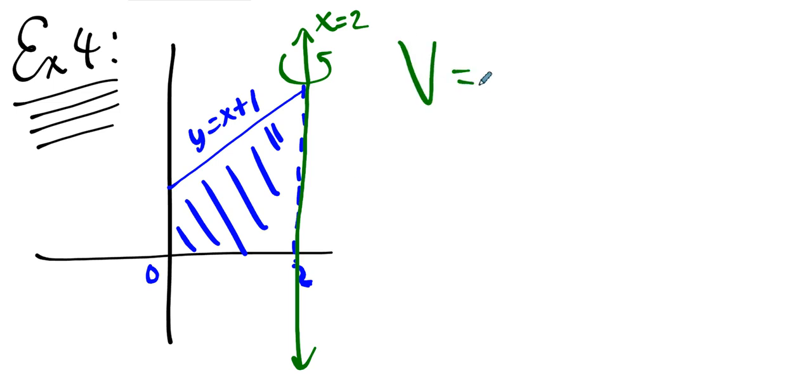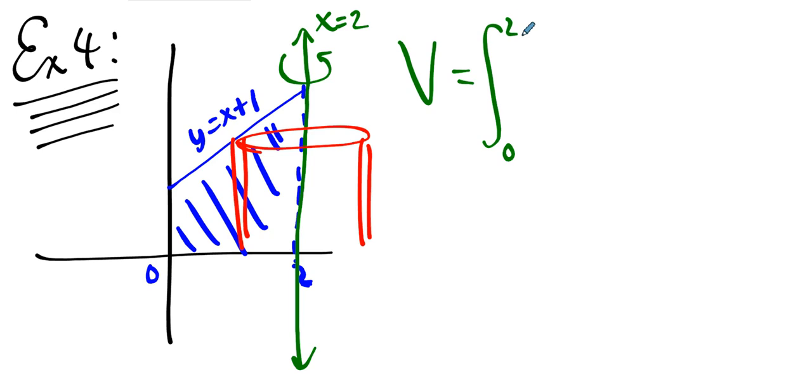What's the volume? Well, our slices go parallel to our axis of rotation, and so we end up with a paper towel roll, and the volume of a paper towel roll is an integral across our region of 2 pi times the radius times the height times the thickness. So what's the radius of the paper towel roll? Well, the radius of the paper towel roll goes from 2 down to whatever this x value is.